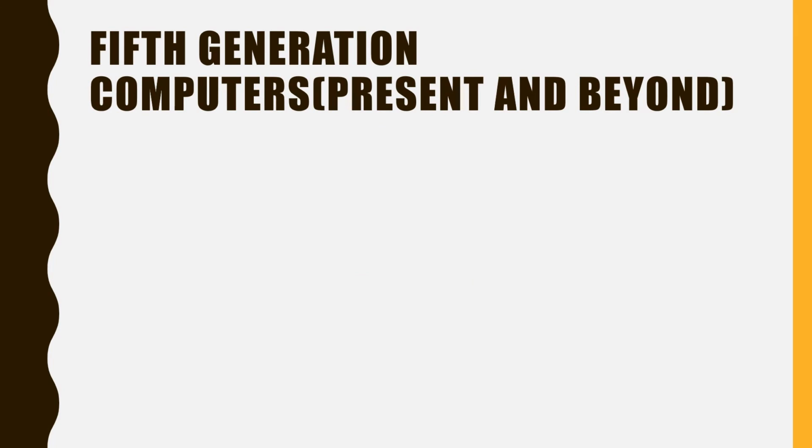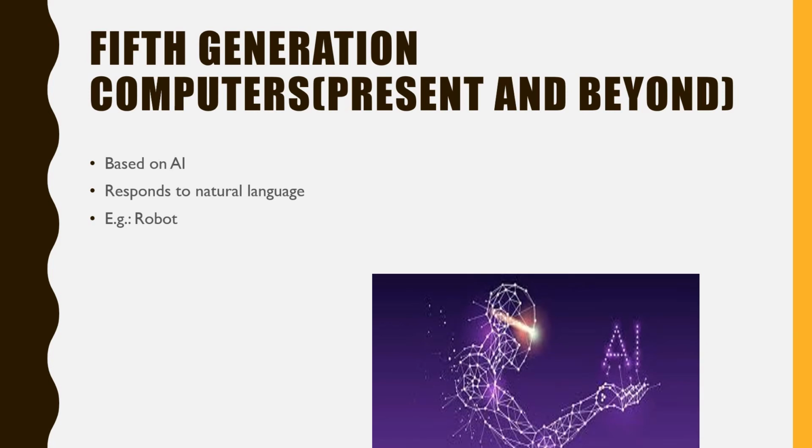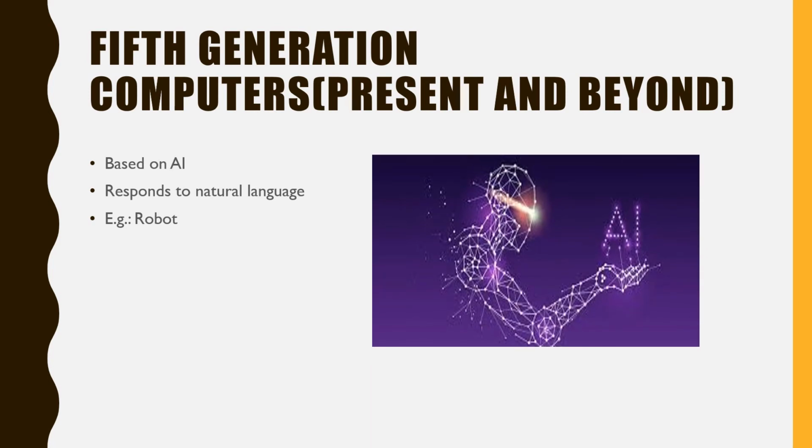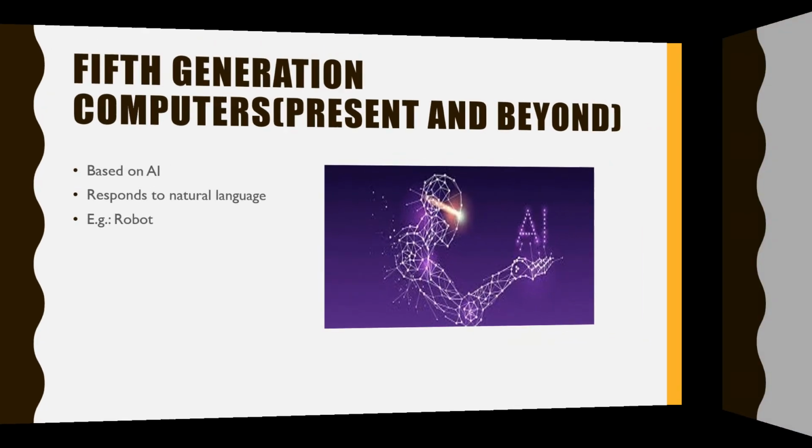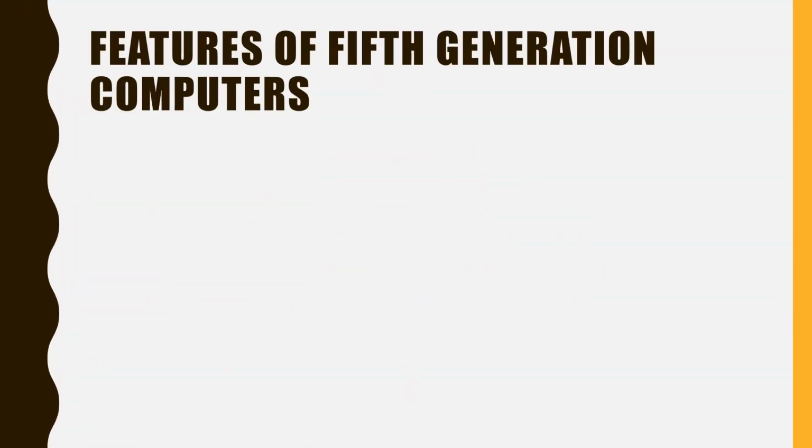Now let's see about the fifth generation computers, which are used at present and will be used beyond. These fifth generation computers are based on artificial intelligence. They are still in development. The main goal of the fifth generation is to develop computers that can respond to natural language. The example for this is the robot. It is capable of learning and taking its own decisions.